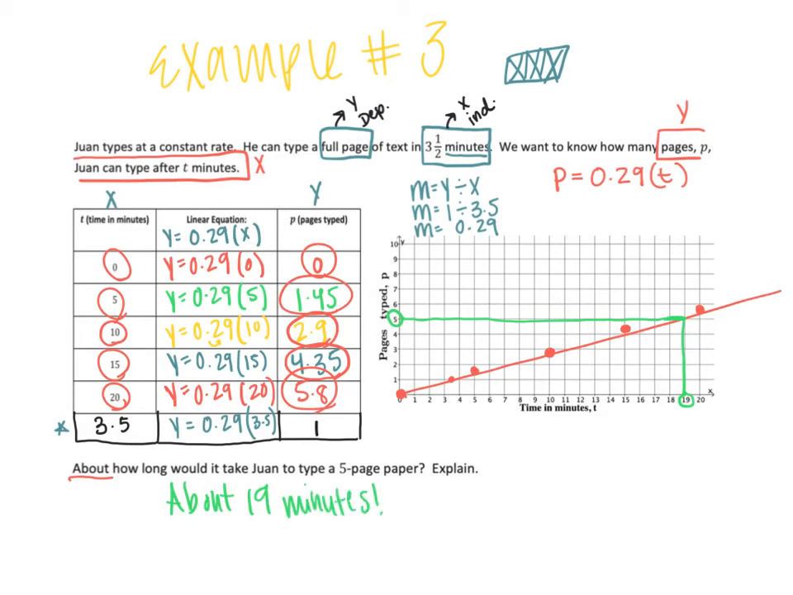And I can explain just by saying, well, when I have 5 pages and I look at where that lands on my slope, because it's a constant rate, it's following the same slope, it's going to land and coordinate with the 19 for my minutes. Okay? And this is all we had to do for example 3.